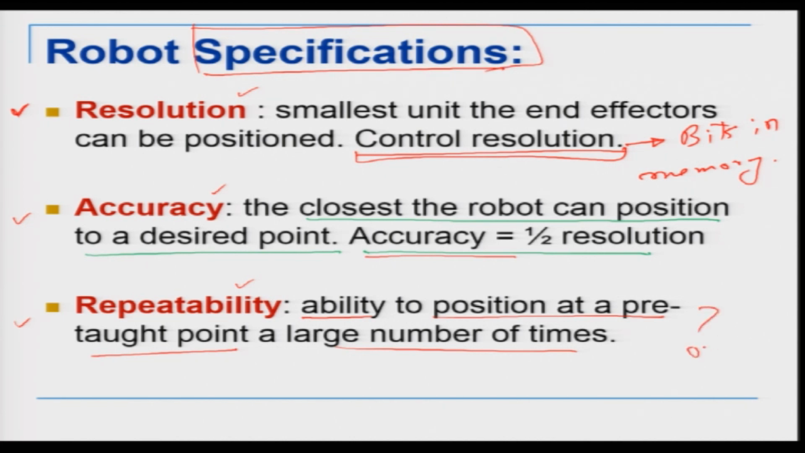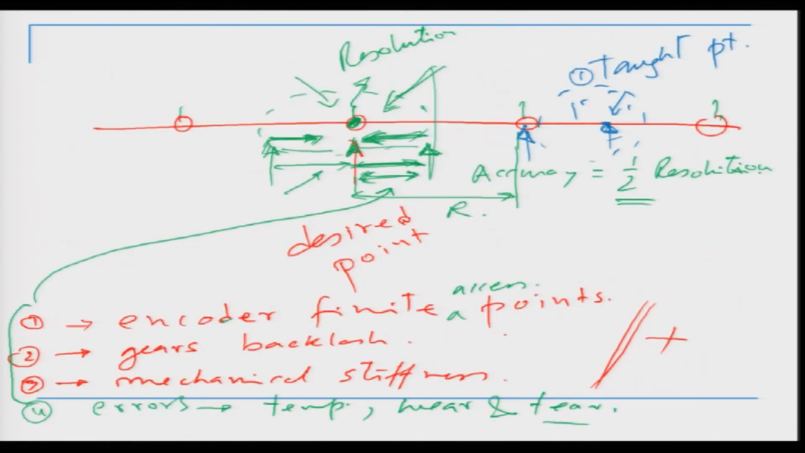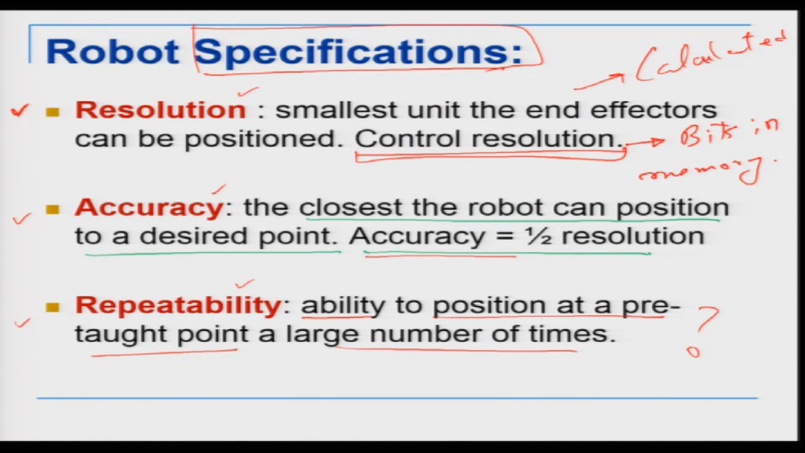It is extremely difficult to find this one. Control resolution is fine because you can calculate this. So this can be calculated as we have calculated here. You know the bits in the memory, you know the total range of the robot, you can divide this by the bits in storage, and you know your resolution. Now you can also calculate the accuracy of the system because it is half the resolution. So this can be calculated.